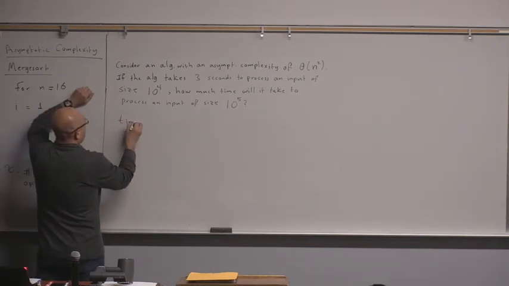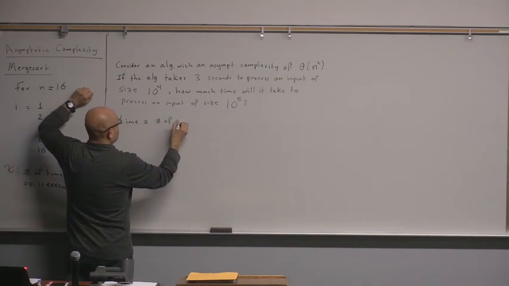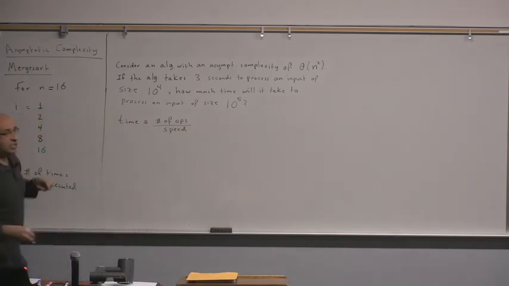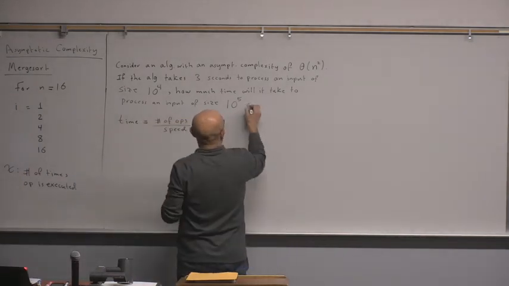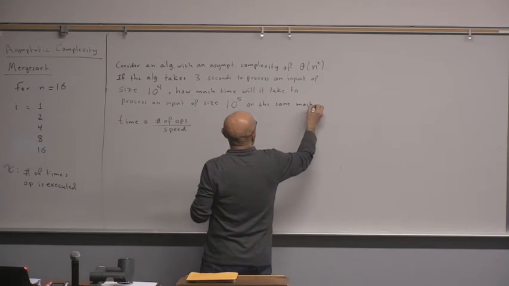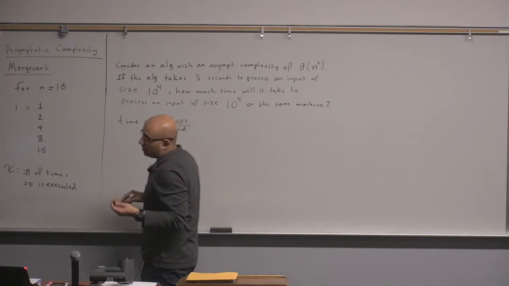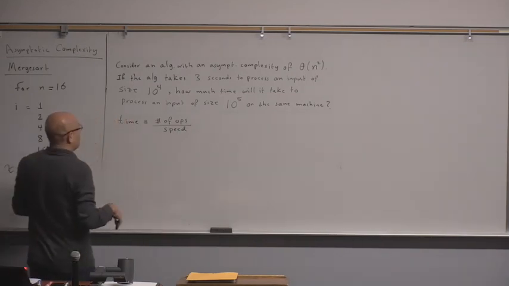Time equals number of operations divided by speed. Now the machine speed here is not specified. Of course, it's implied here that it's on the same machine. If the question is not telling you whether it's the same machine or not, you should assume that it's the same machine, because it's not giving you any information about another machine and how much faster. So time equals number of operations divided by speed.